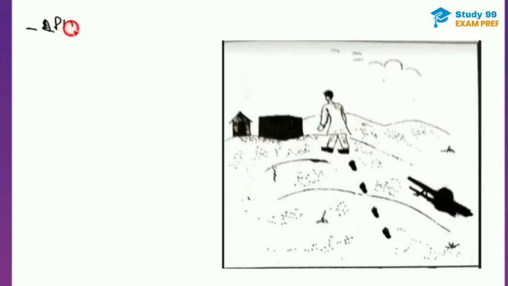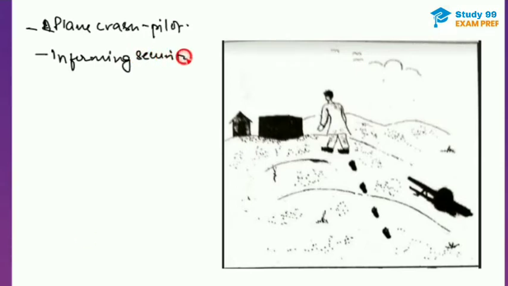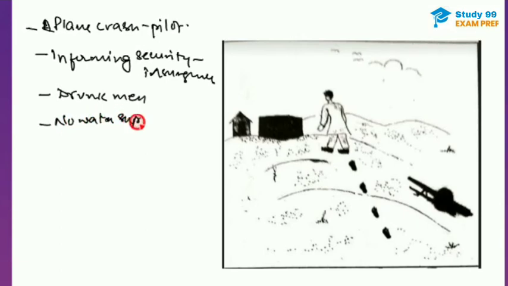The plane crash and pilot, okay, informing security, insurgency, drunk man, no water supply, bore well, okay. So it is similar to security intelligence spying, okay.